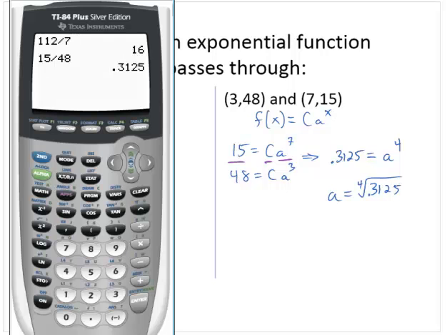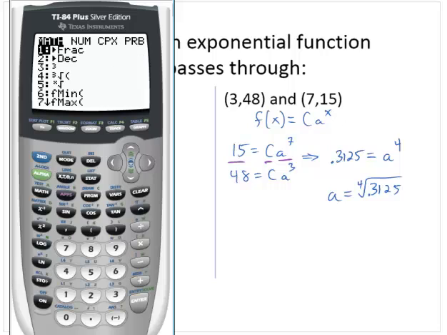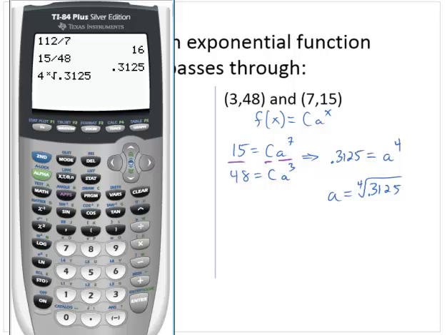All right, and so our 4th root is under the math menu. Type the 4 first. 4, math, root, 5th option, 0.3125. So a is approximately 0.748.